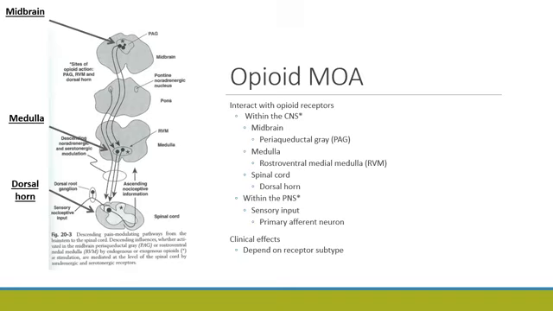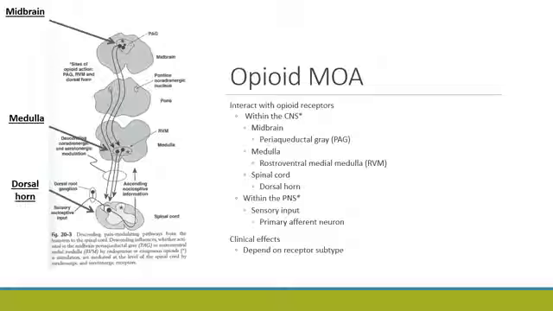You can see that the midbrain, the medulla, and the dorsal horn of the spinal cord are really where these receptors and this activity occurs. We also see some activity within the peripheral nervous system. We'll talk about that in just a minute.